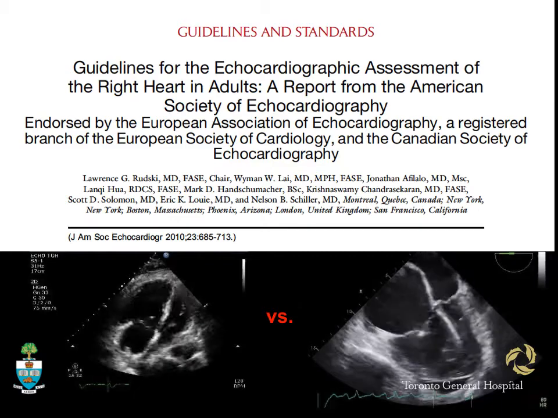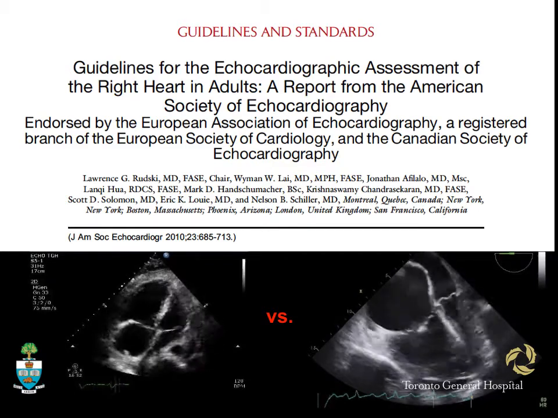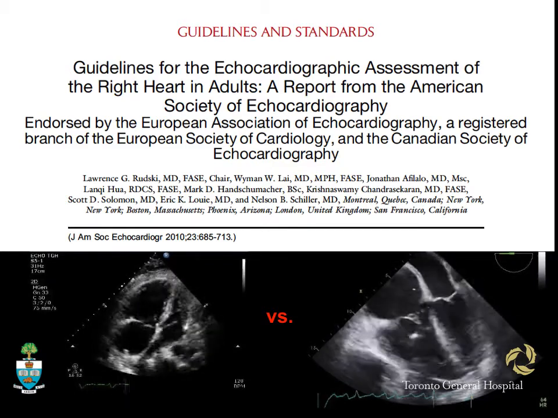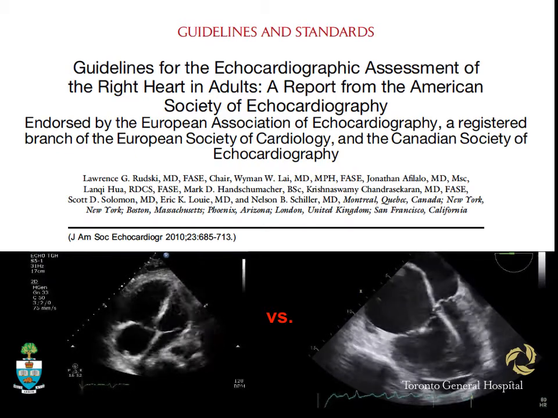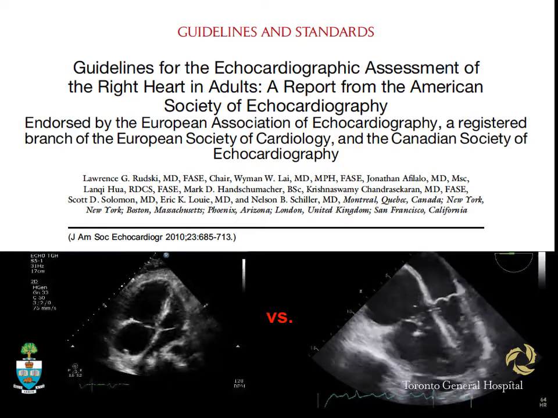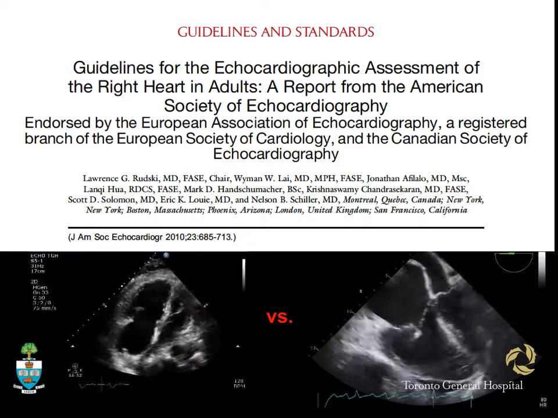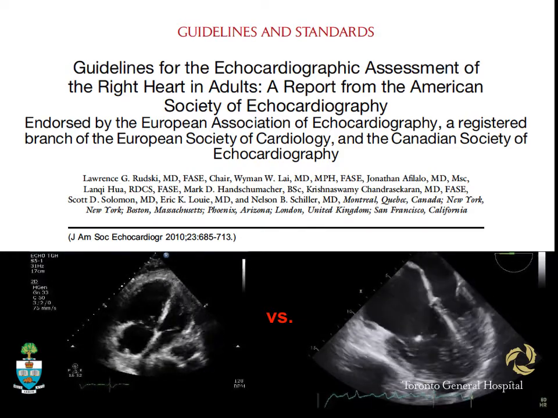So when we assess the right ventricle, we obviously refer to our guidelines, and the American Society of Echo has guidelines for all the measurements of all the chambers. In 2010, they came up with the latest version of the guidelines for RV assessment. The guidelines are not specific for transesophageal echo. They are actually made mostly for transthoracic.